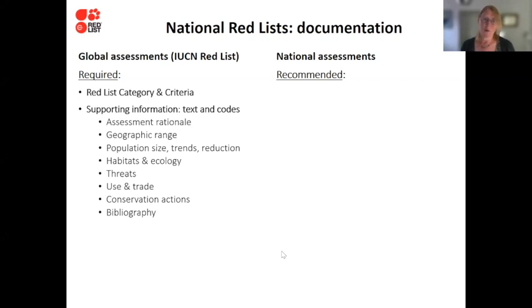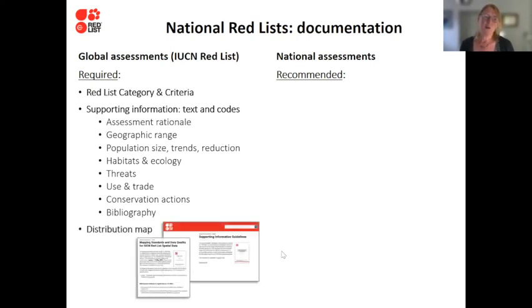You need to explain what the geographic range is. There needs to be information on population, whether it's size, trends, reduction, or an explanation of why there's no such information available. Information on habitats and ecology, threats, use and trade, conservation actions, and there needs to be a full list of all references cited within that assessment, just like a scientific paper, just a bit shorter. And of course, we require a distribution map for all assessments on the IUCN Red List as well.